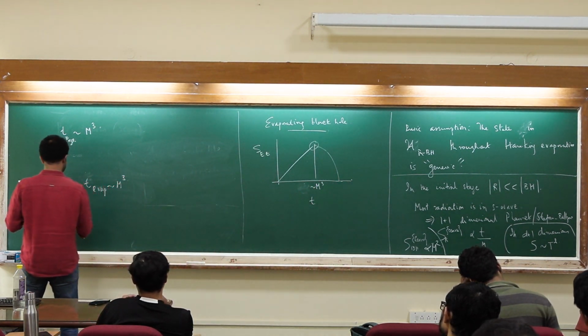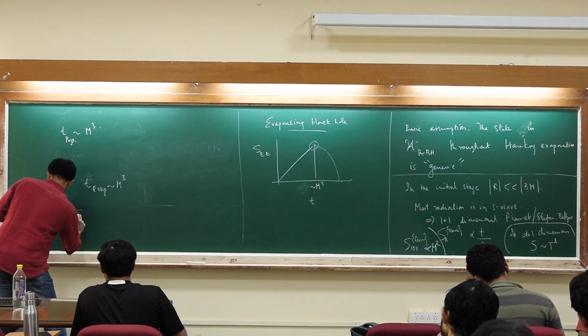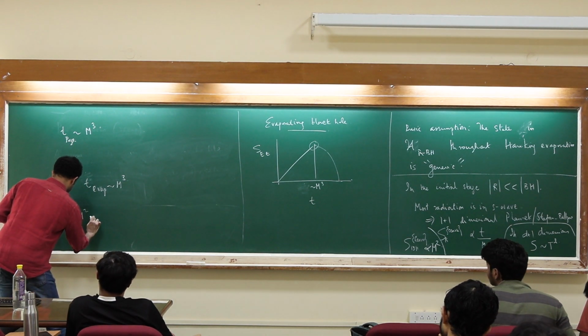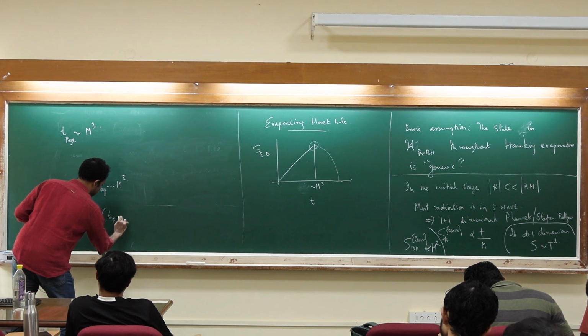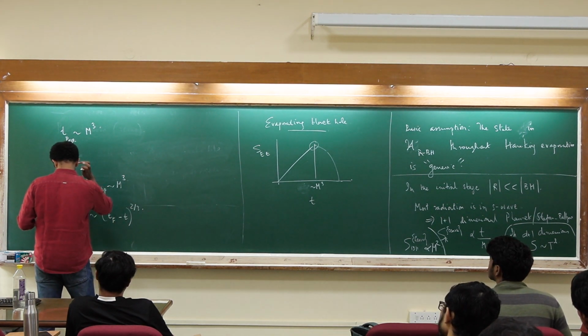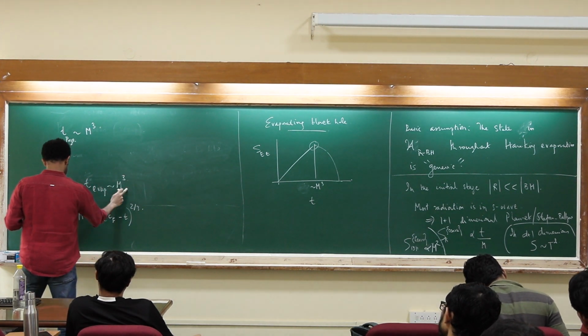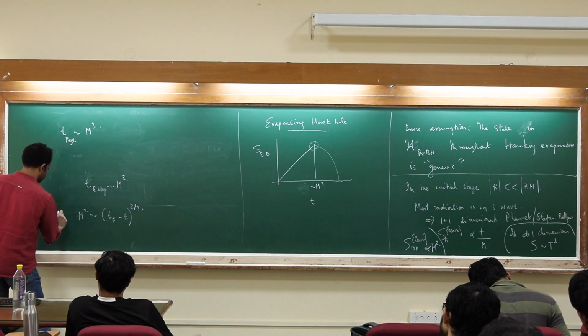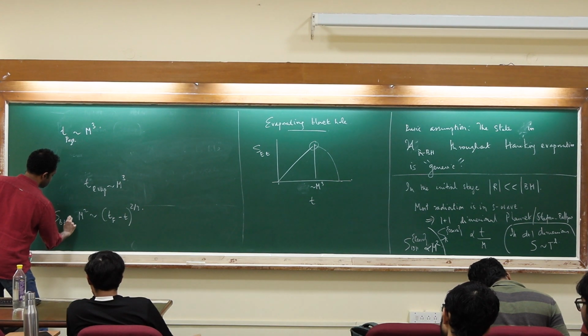So that means the time at which this curve, which I'll draw here like this, is going to evaporate is, we can write it like this: m squared is going to be (T final minus T) to the power 2/3. Okay? So T is this, and so this is how the S_BH will go.